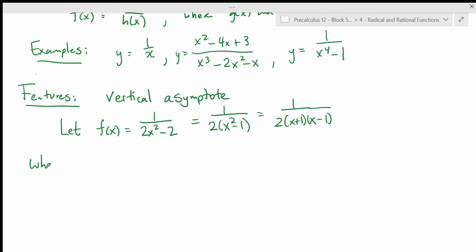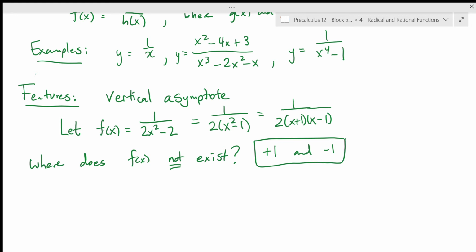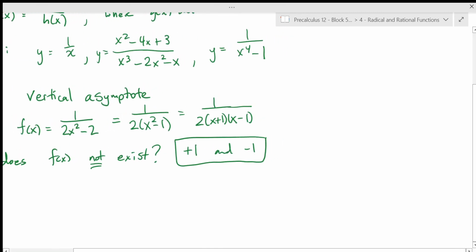So where does f of x not exist? Well, we can't have 0 in the denominator, and the x values that make our denominator 0 are positive and negative 1. So let's think a little bit now about what happens when we take a number and we try to divide it by, not by 0. We have no idea what happens when we divide by 0. We can't. However, if we try to divide by something that's really, really close to 0, what happens? So let's just go over to the side here a little.